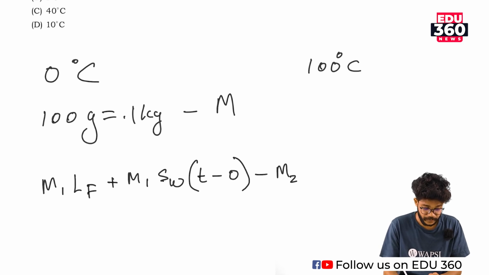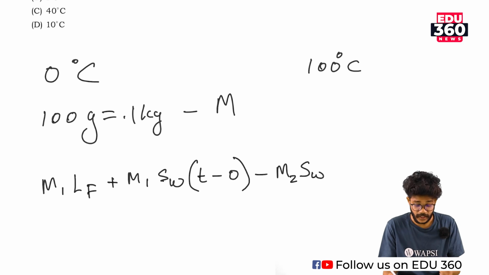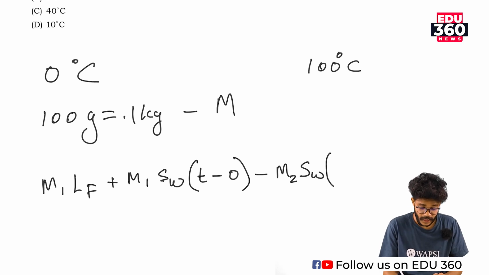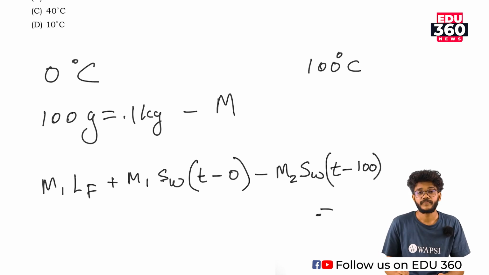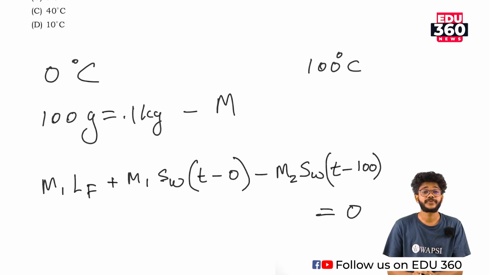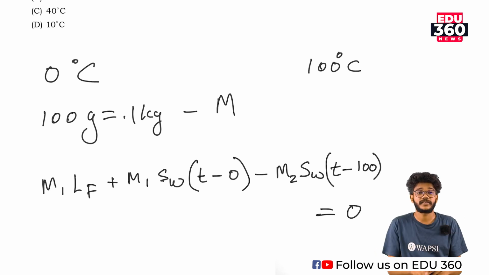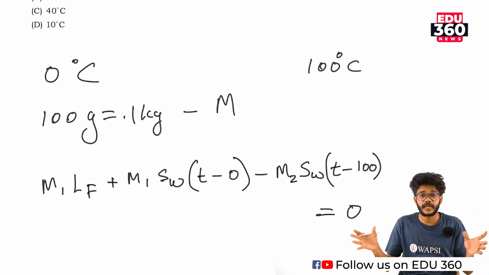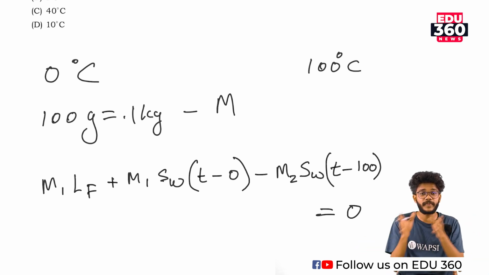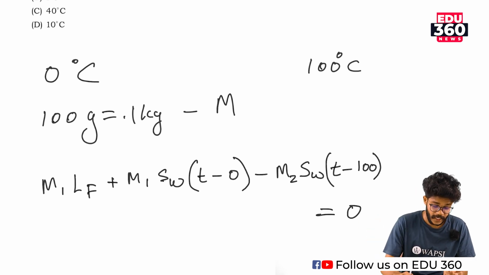Minus M2 into SW, the specific heat of water, into the final temperature T minus the initial temperature 100, equal to 0. Why did I put equal to 0? By the law of energy conservation, energy can neither be created nor destroyed. So the total energy is conserved, moving from one place to another, that's why it is equal to 0.